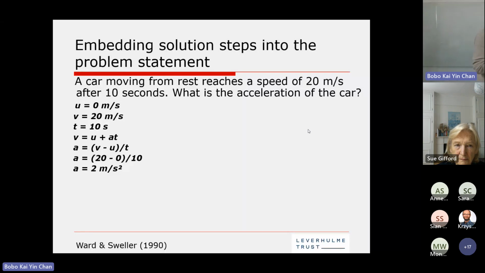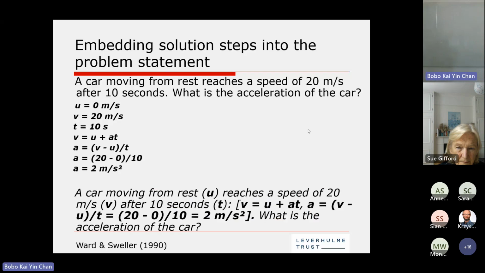Again, that could be regarded as a split-source format, because every time you're looking at this solution line, you may go back to the task statement to see what those parameters are and what the task statement is. So it could potentially cause split attention. So a very unusual way of embedding was suggested like this.